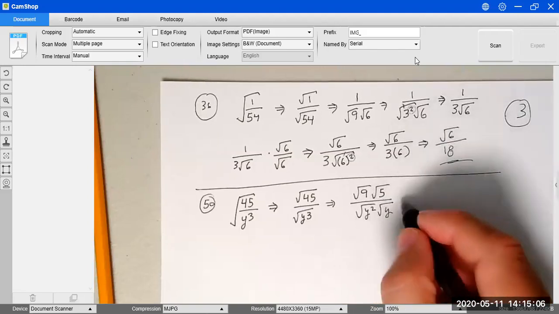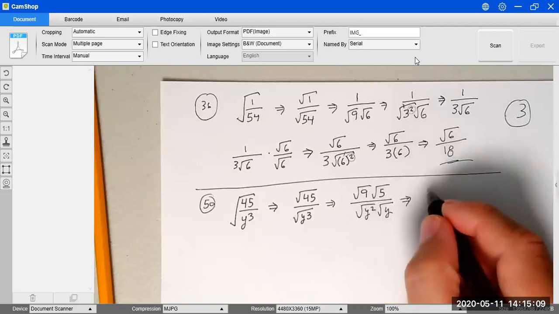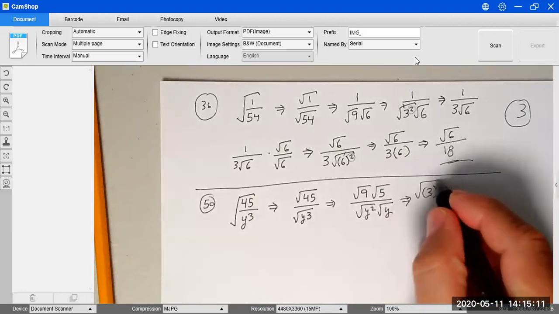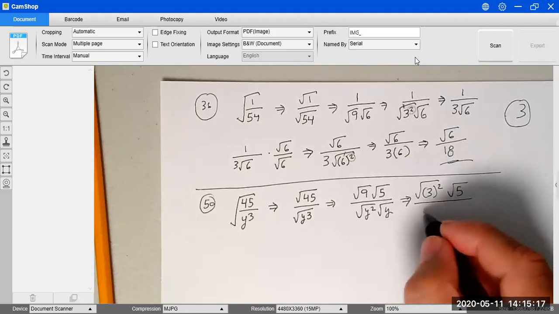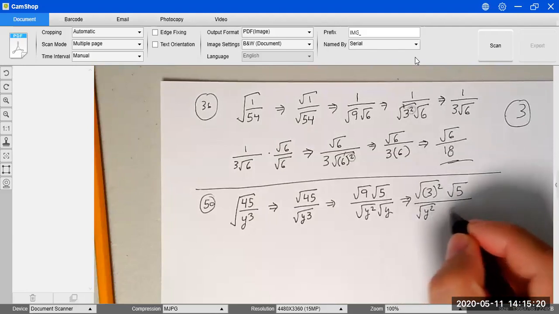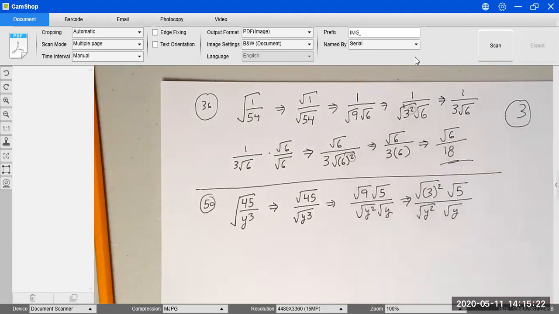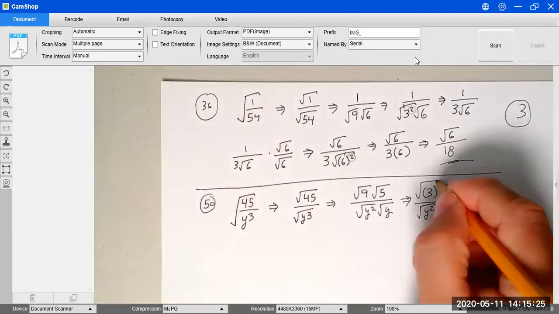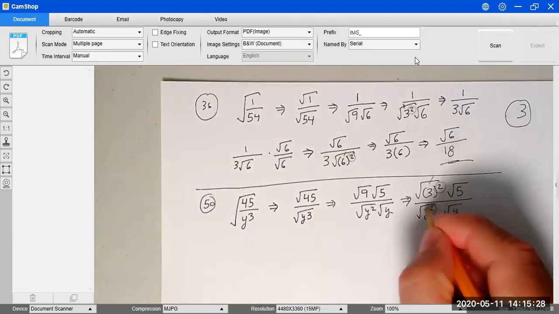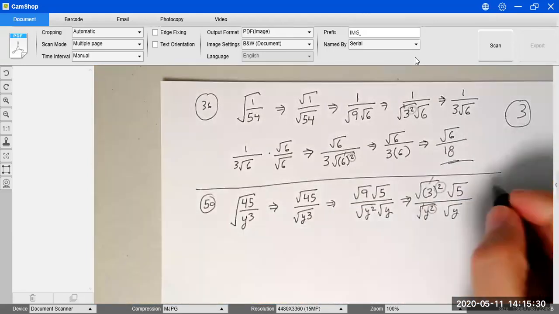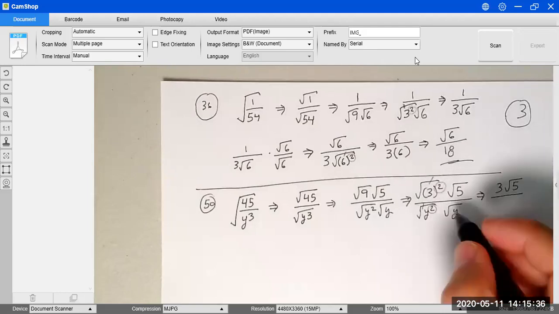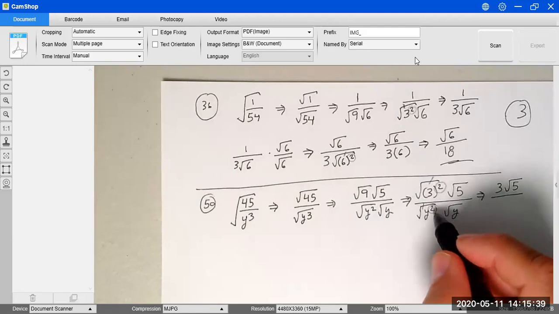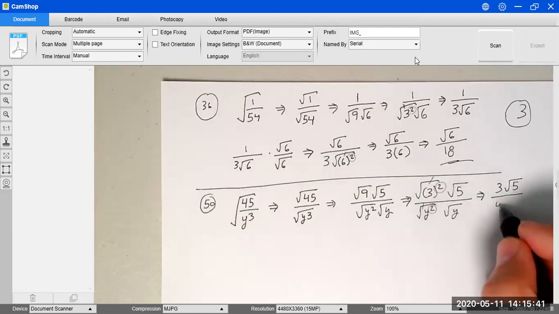So now we're going to simplify things. 9 is 3 squared, 5 is just 5, and we're going to leave y squared and y. Now we're going to cancel radicals and exponents. I have this exponent and this radical, and this exponent and this radical. So I'm getting 3 times the square root of 5 over, after removing the exponent and the radical, y times the square root of y.